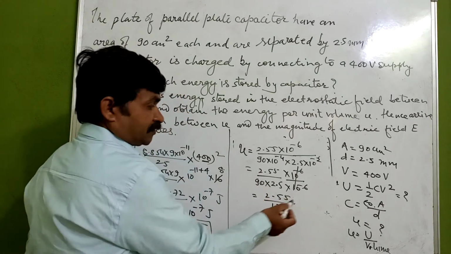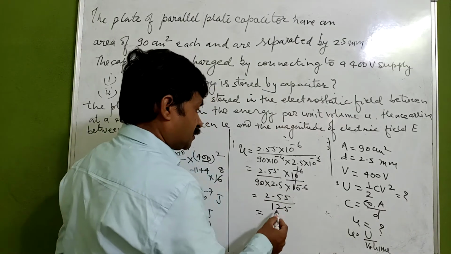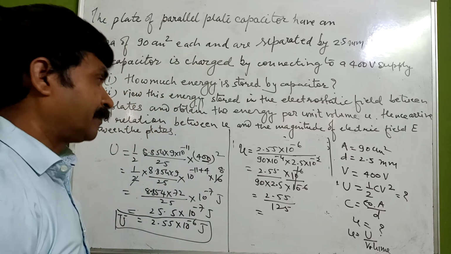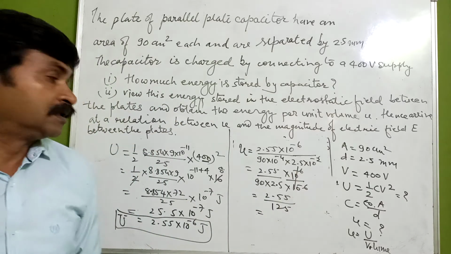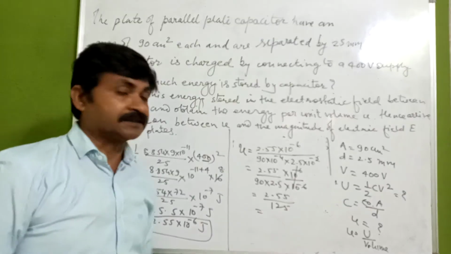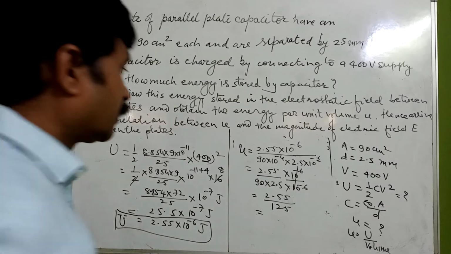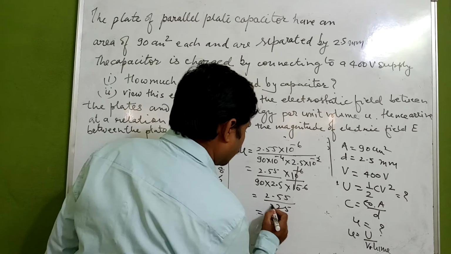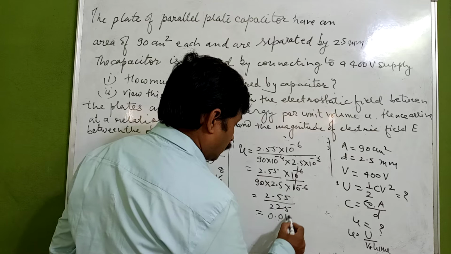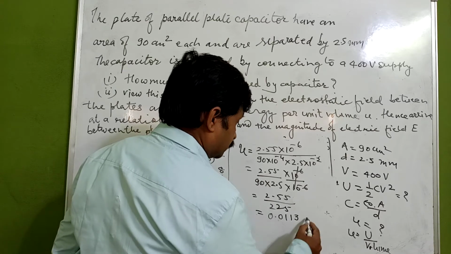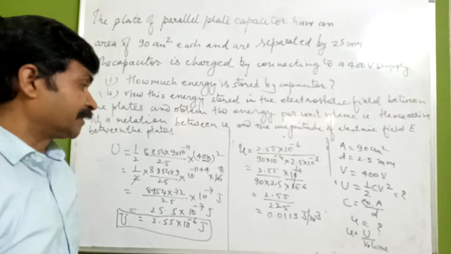2.55 is the energy which we are getting, so 2.55 upon this. If we go with this, 2.5 into 10 raised to the power minus 6 divided by this will give the energy density. Now here we are having this, it is going to be 225, so it is going to be 0.0113 joule per meter. This is the relationship which we are getting here.